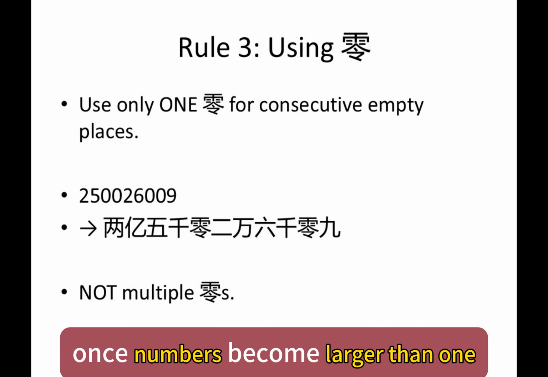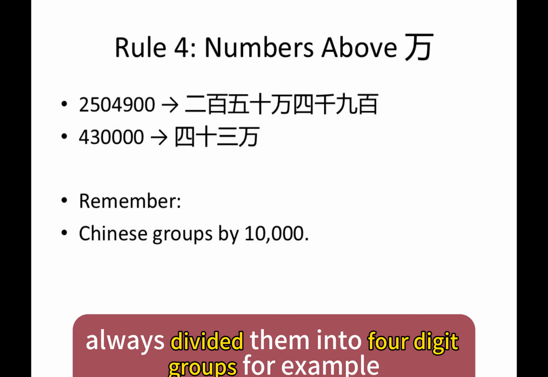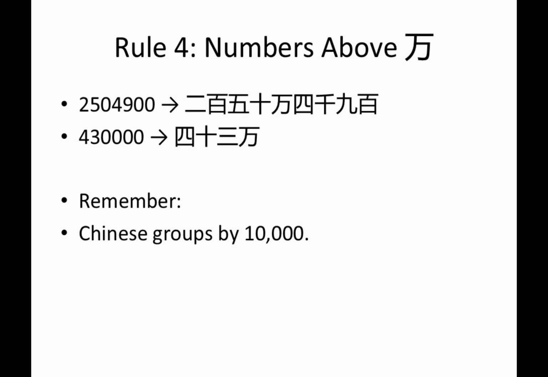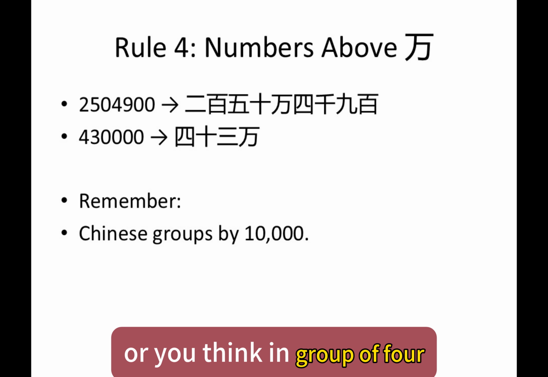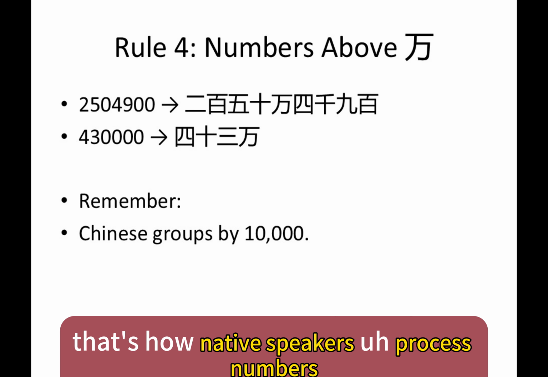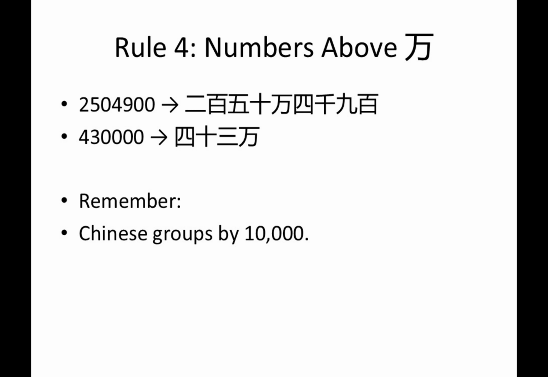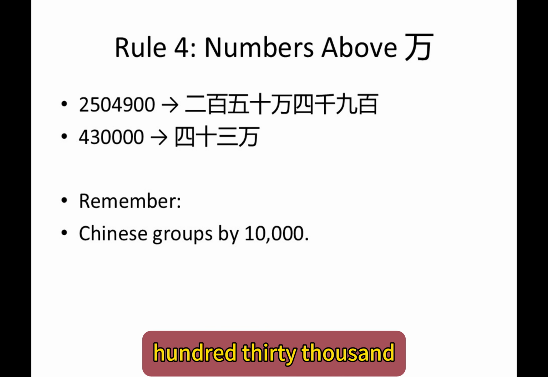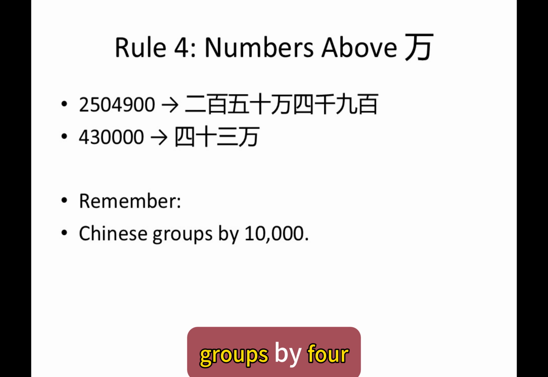Numbers above 10,000. Once numbers become larger than 10,000, always divide them into 4-digit groups. For example, 250,4900. Now try to read it continuously without grouping; always think in groups of 4. That's how native speakers process numbers. Okay, now can you try to read 430,000? Remember, Chinese groups by 4.